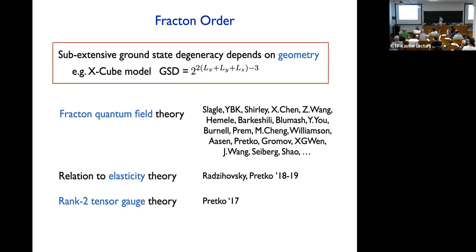There have been a lot of developments to write down a quantum field theory. This is not of great interest to this audience, but it got a lot of attention from the high energy theory literature. For example, Nathan Seiberg and his collaborators are actively working on this subject. And there is a relation to elasticity theory: dislocations and disclinations in elastic theory have something to do with these excitations that I talked about. But then there's also a connection to rank two tensor gauge theory. And this is something that I like to use to construct a more realistic model.